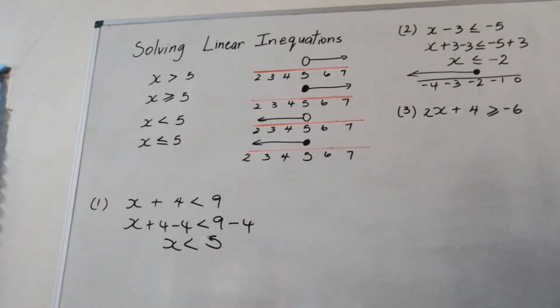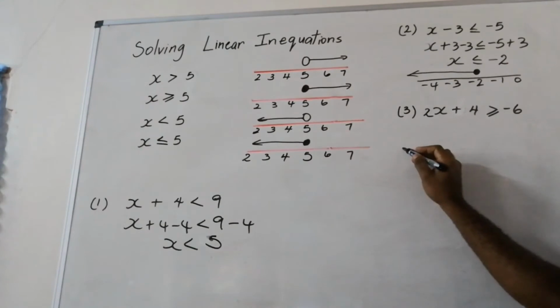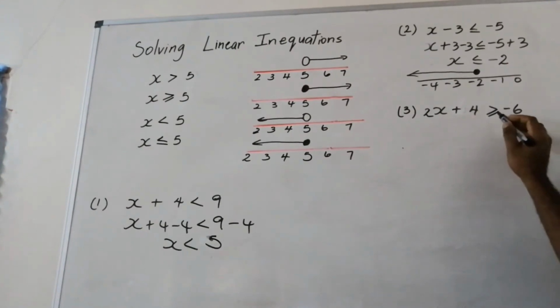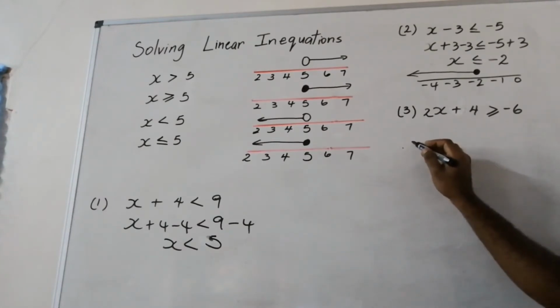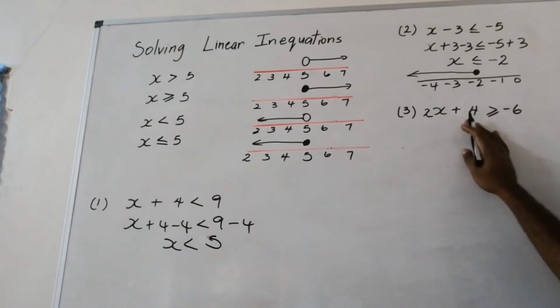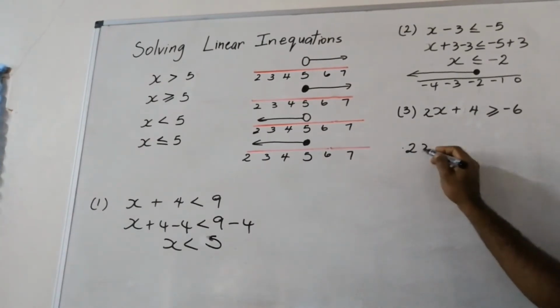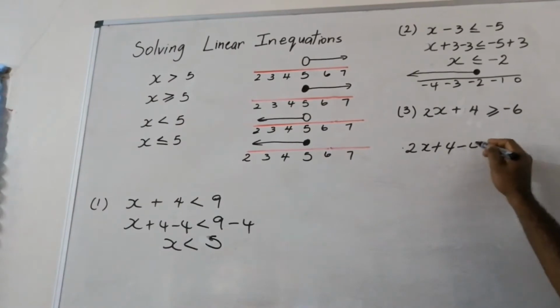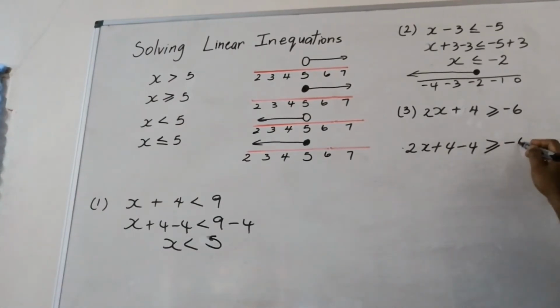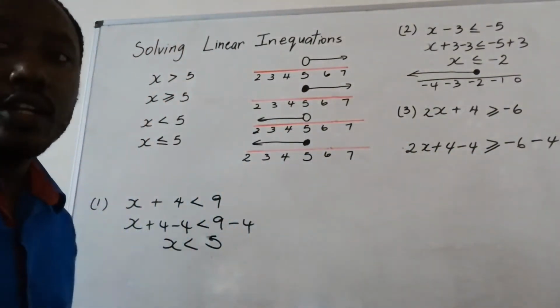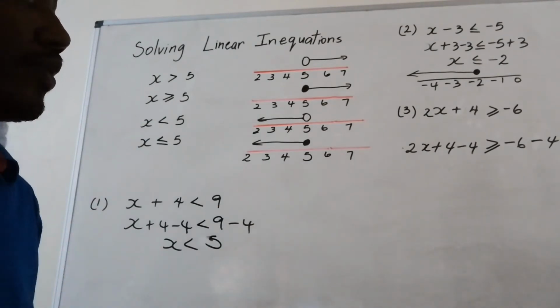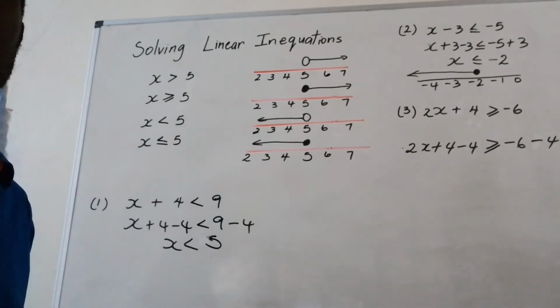Let's take another example here. We have 2x plus 4 is more than or equal to negative 6. So again, we want to get rid of our 4. Since it's a plus, we will subtract. 2x plus 4 take 4 is more than or equal to minus 6 take 4. Alright? Now, working on our equation, this will be our answer. This is the way we go about working it.